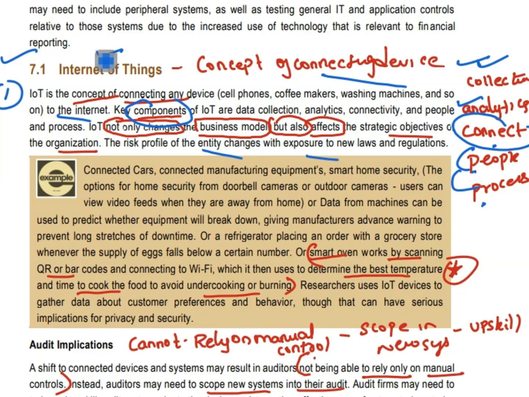There is an example. I like this smart oven. Okay, oven example. If you want to take another, you can study the other example. The oven example is that there is a smart oven, so by scanning the QR code it will determine the temperature and the time to cook. Okay, how much time is required to cook the food without burning it. So it's going to do that. So this is a smart oven for Internet of Things. And then we are going for audit implications.